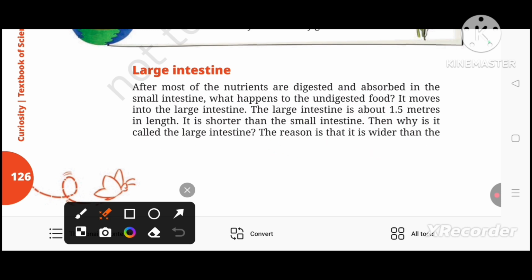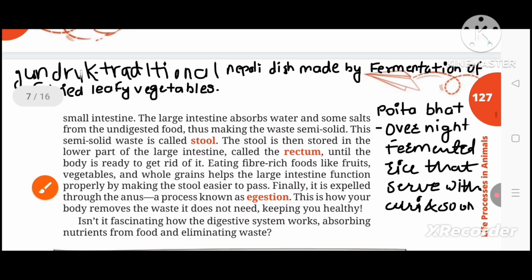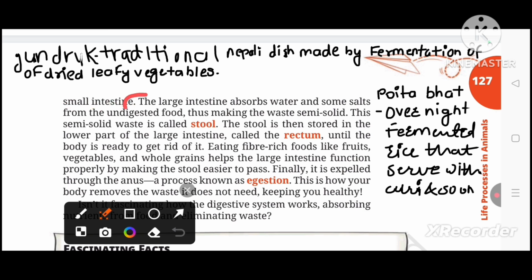The reason is that it is wider than the small intestine. The large intestine absorbs the water and some of the salt from the undigested food, thus making the waste semi-solid. This semi-solid waste is called the stool. The stool is stored in the lower part of the large intestine called the rectum until the body gets ready to get rid of it.